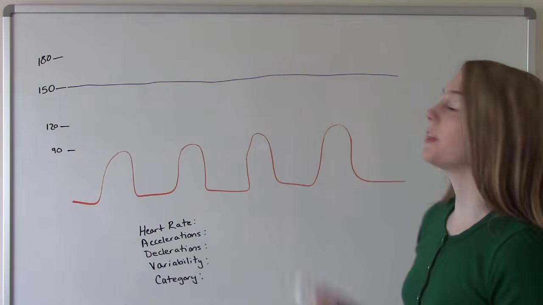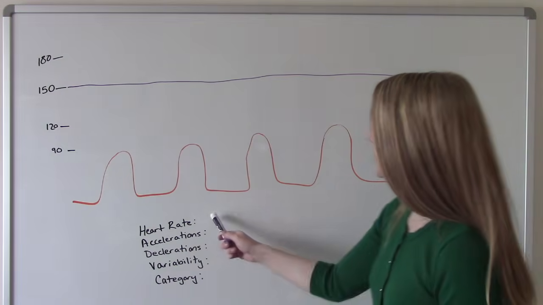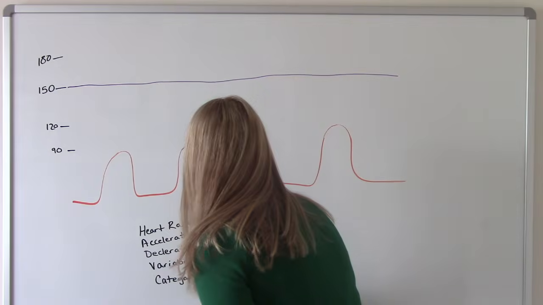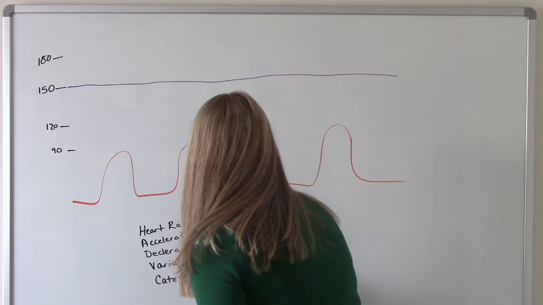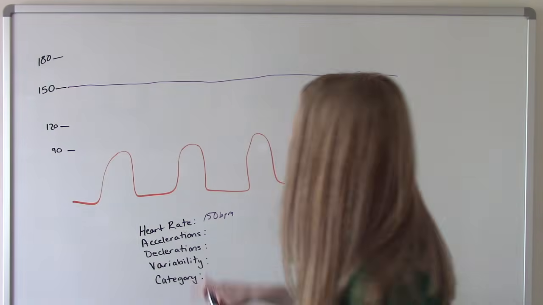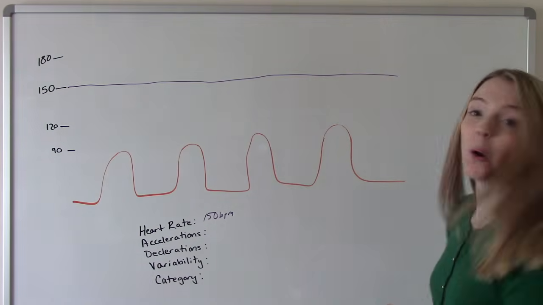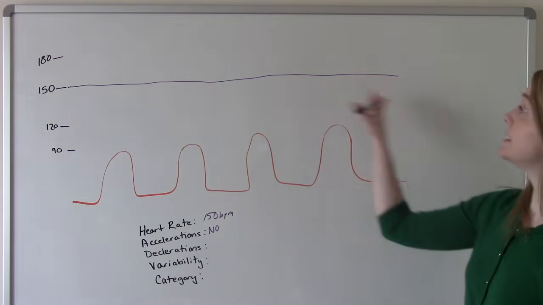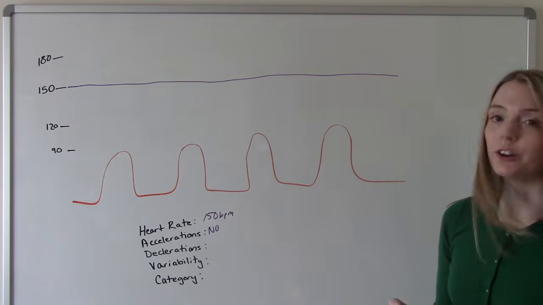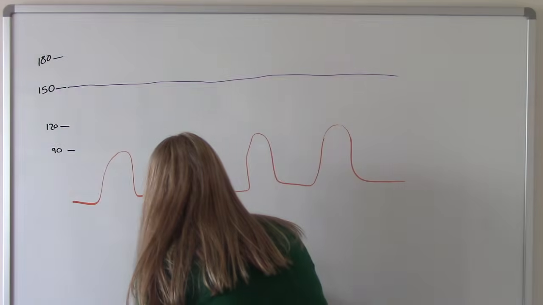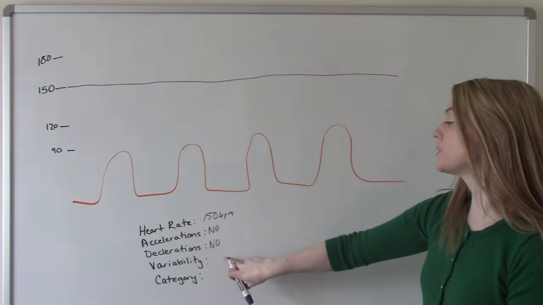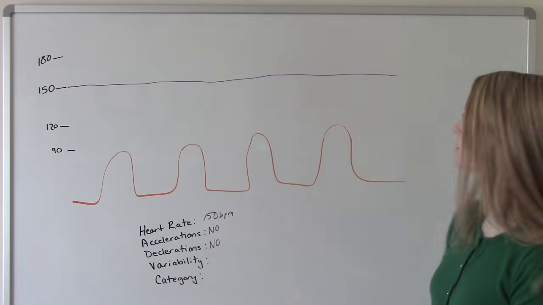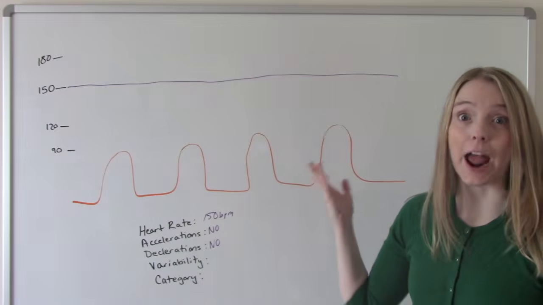All right, now check out this one. So our first thing we want to do is identify the heart rate. So 150. Any accelerations present? Nope. Any decelerations present? Nope. What's our variability? Normal, moderate, or a loss of? I would say a loss of, right? Absent variability.